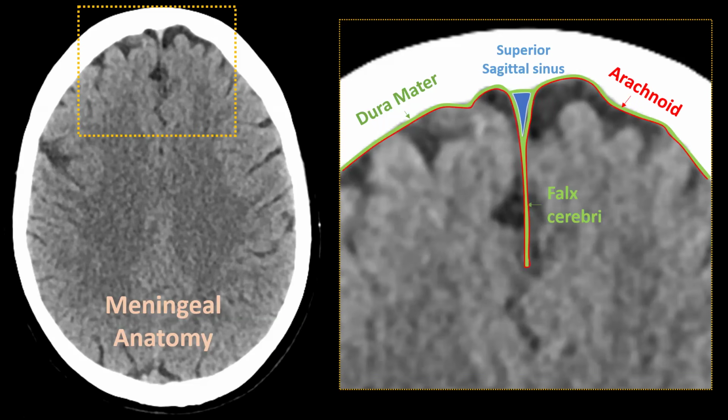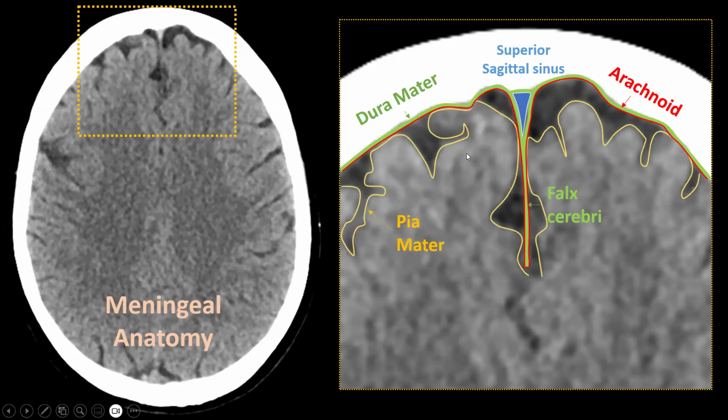Immediately underneath the dura mater, we have a thin meningeal membrane, the arachnoid. The arachnoid is closely connected to the dura mater and follows the contours of the dura mater, so it does not run inside the sulci. That is something the pia mater does, which is the thinnest meningeal layer, and is immediately located above the brain surface, following the morphology of the cerebral gyri. Between the arachnoid and the pia mater, we have a space containing cerebrospinal fluid called the subarachnoid space.